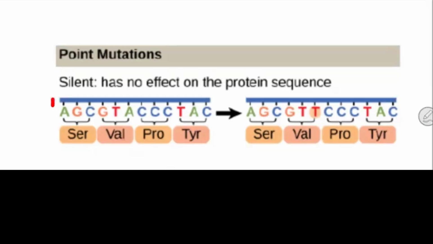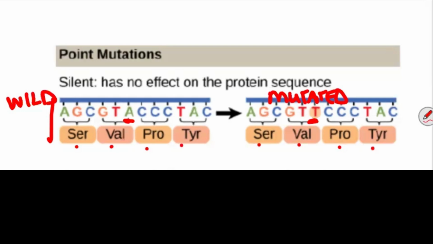So here's our wild type for a silent mutation. And here's our mutated. We were supposed to have an A. This had a mistake and called for a T, but we have the same amino acids resulting whether we have the wild type or the mutated type. So there's no damage here. It doesn't matter.